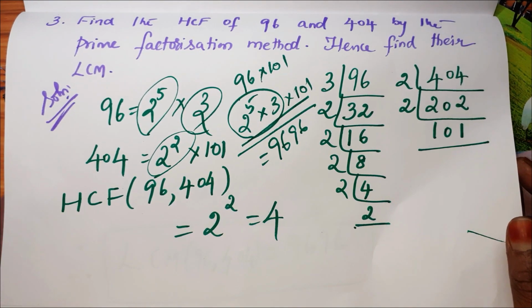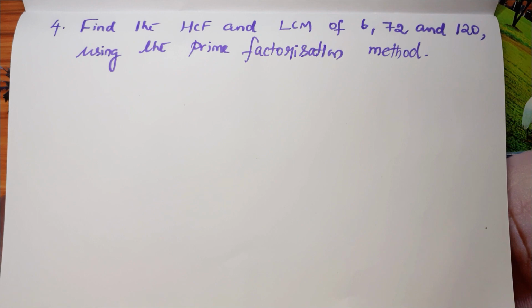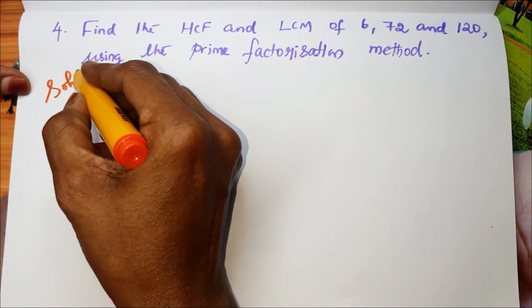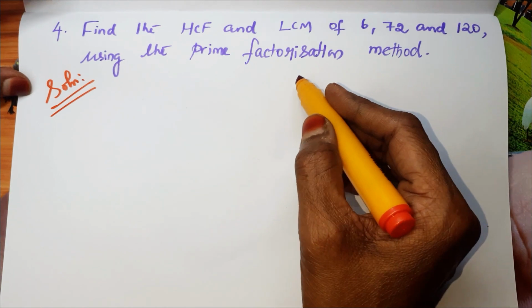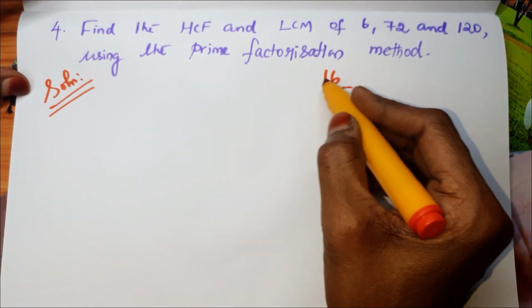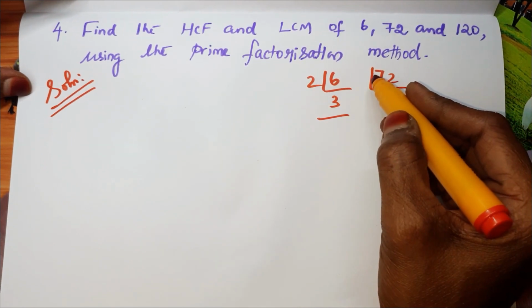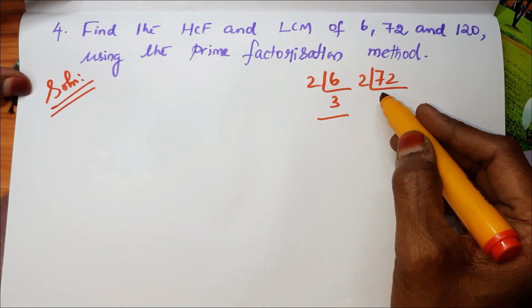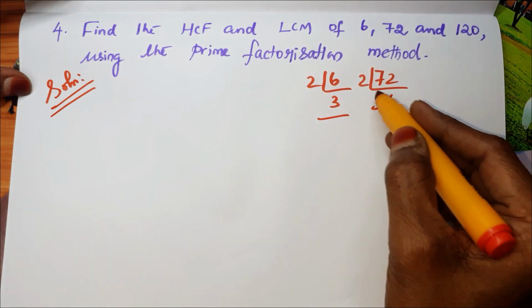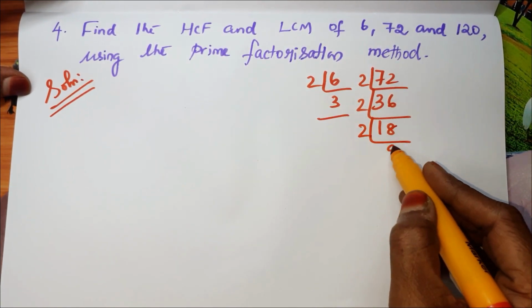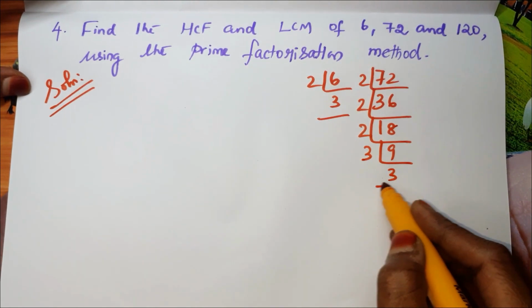Is it clear? The next problem is, we are going to find the HCF and LCM of three numbers 6, 72 and 120 using prime factorization method. So instead of two numbers, here we have three numbers. 6, when we divide it by 2, it is 3. 72 can be either divided by 3 or 2. So when I start with 2, it is 36. Then 2, 18. Then 2, 9. Then 3, 3. 72.